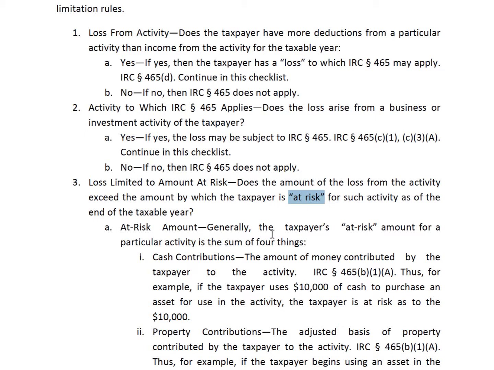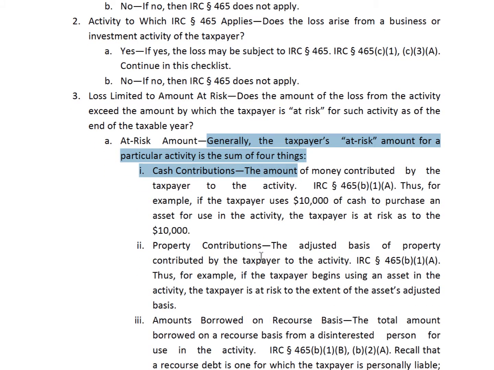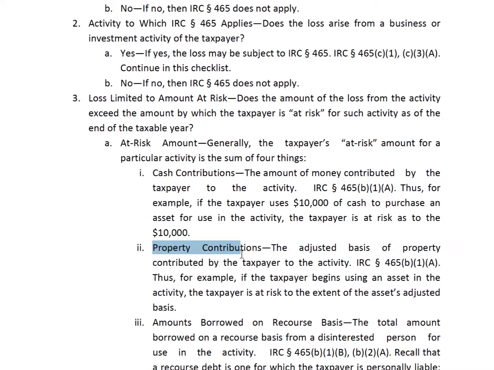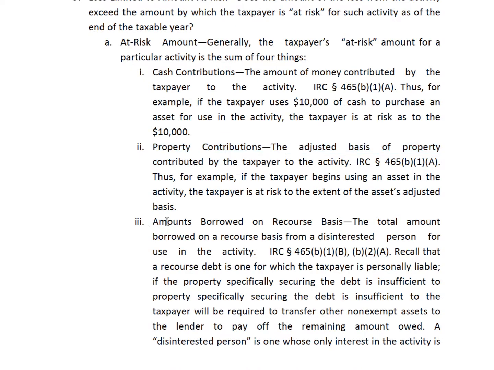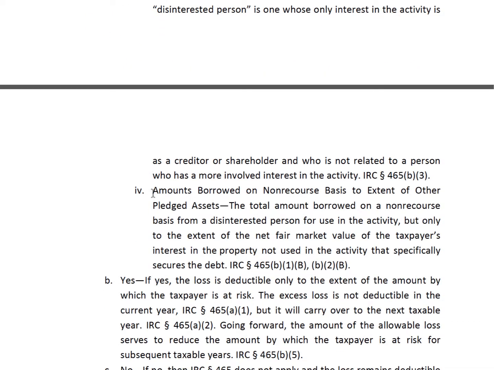So generally, the at-risk amount is the taxpayer's amount in the particular activity from the sum of four things. Cash contributions. So these things are at risk, meaning you can take the loss. So any cash contributions are considered at risk. Property contributions. Amounts borrowed on a recourse basis. And then finally, amounts borrowed on a non-recourse basis to the extent of other pledged assets. So only if there are actual assets pledged.